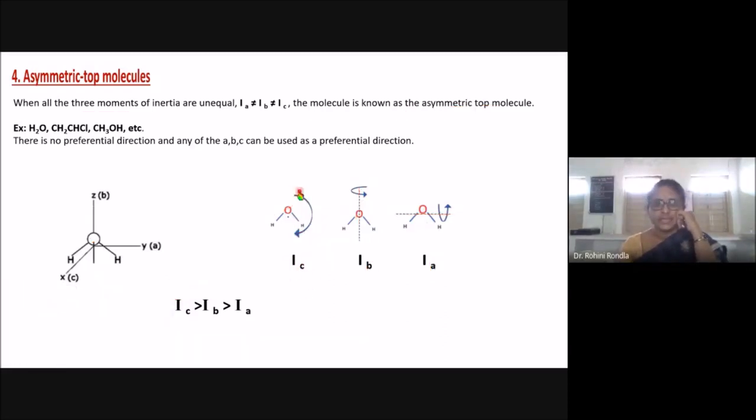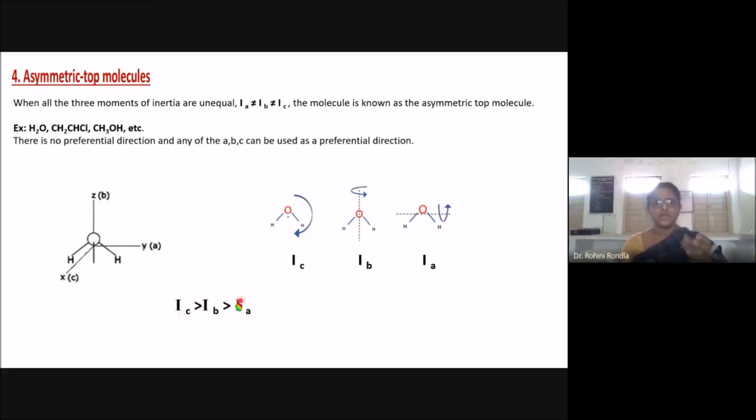This is the C axis. You are rotating in this way. Okay, positions of hydrogen atoms are changing, but at a time one side two hydrogens are there in this case, and in this case just up to down, and left side one hydrogen, right side one hydrogen. So the weight will be less, let us assume for a while. So this is B, and here you are passing an axis through in this way. So the hydrogen atoms and oxygen atoms are in the same plane, so it requires less energy. So the moment of inertia order will be like this: IC is greater than IB, IB is greater than IA.